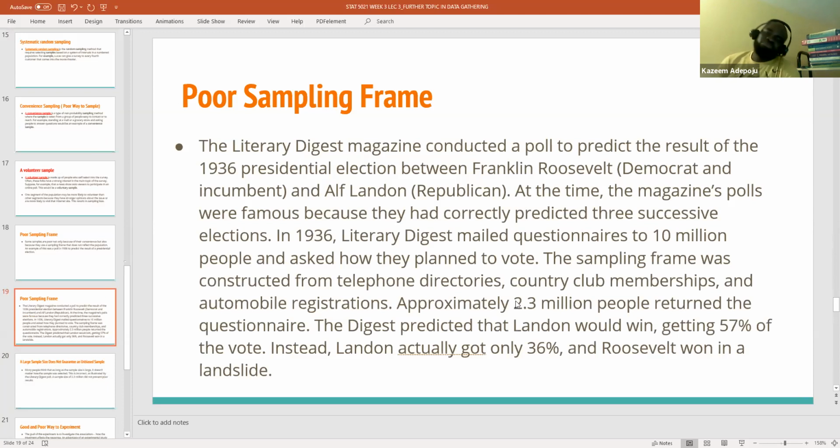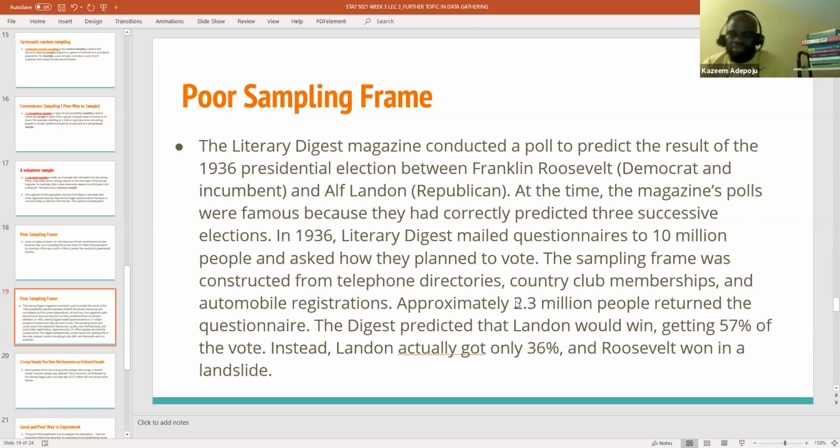But in 1936, they did not get it right because of the poor sampling frame. And I'm actually going to tell you right now, in 1936, the incumbent president actually contested. The incumbent president in 1936 was Franklin Roosevelt, and he was a Democrat. And he contested against Alf Landon. Landon happens to be a Republican. But do you know that?